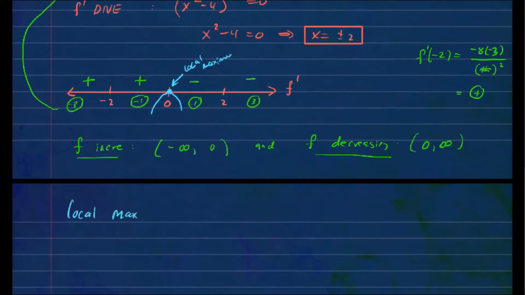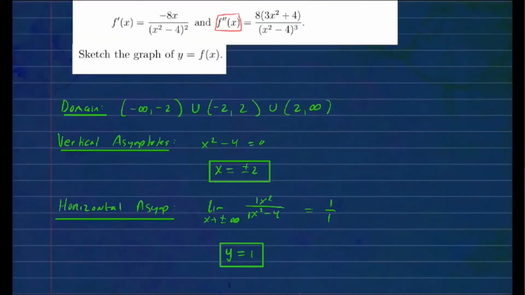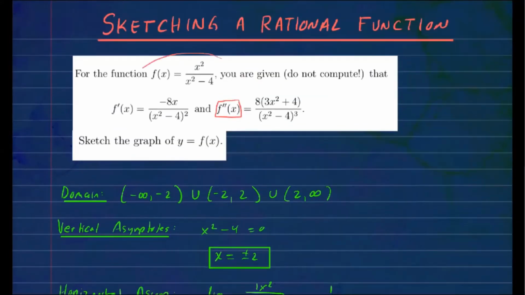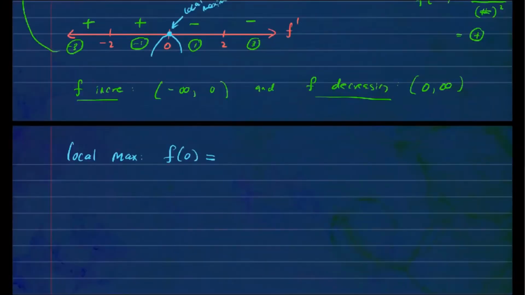That's going to be f of 0. Plug this into the original function. The original function is right up here, this one. When you plug in 0, you have 0 squared over 0 minus 4. So 0 over negative 4, we know that's going to be 0. So our local maximum value is 0. And now we can do the concavity test.